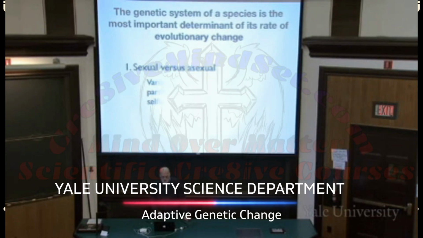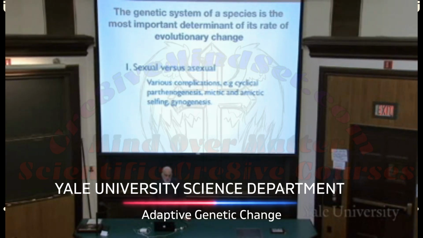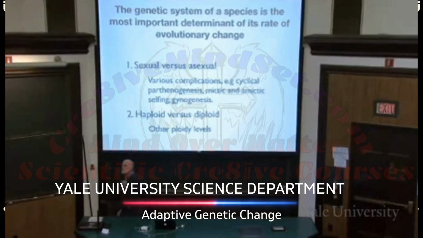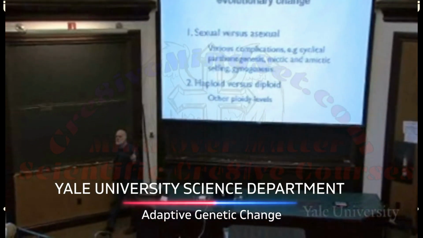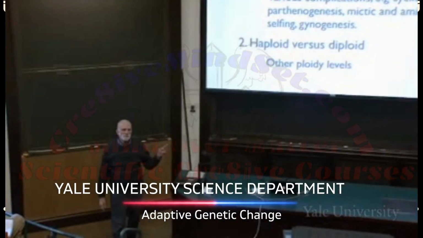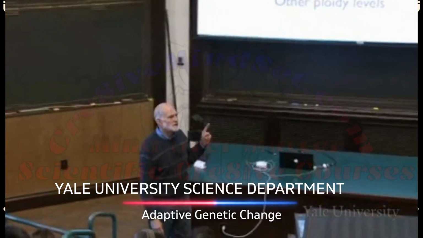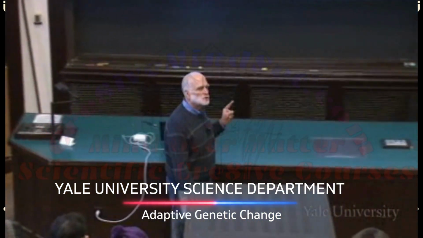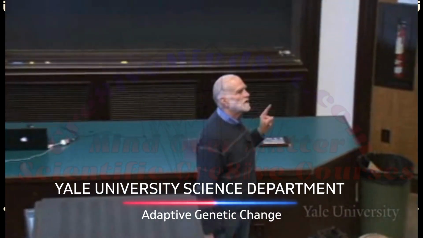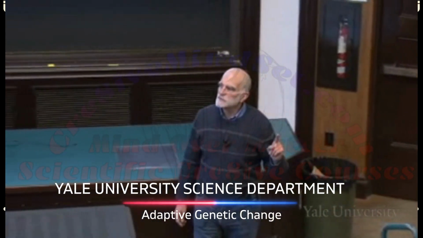The genetic system of a species is really the basic determinant of its rate of change. So we have sexual versus asexual species. There are complications to this. And we have haploid versus diploid, and there are other ploidy levels. Can anybody name me asexual vertebrates? Not sexual vertebrates, but asexual vertebrates? Anybody ever heard of an asexual vertebrate? Fish, amphibians, reptiles, birds, mammals?